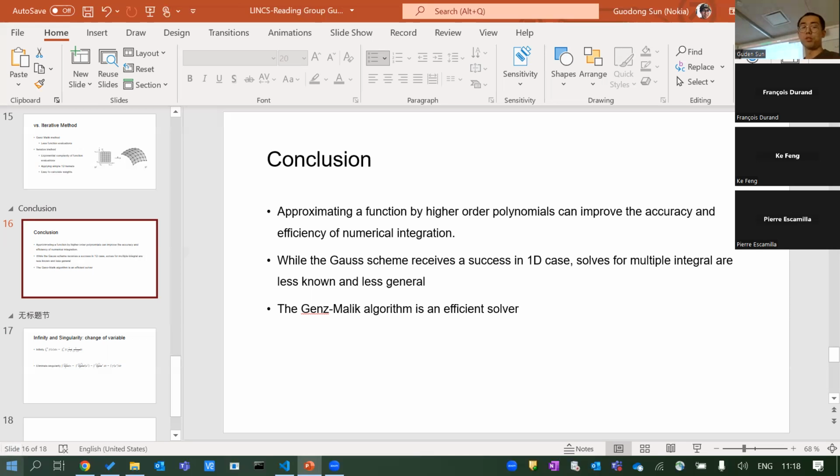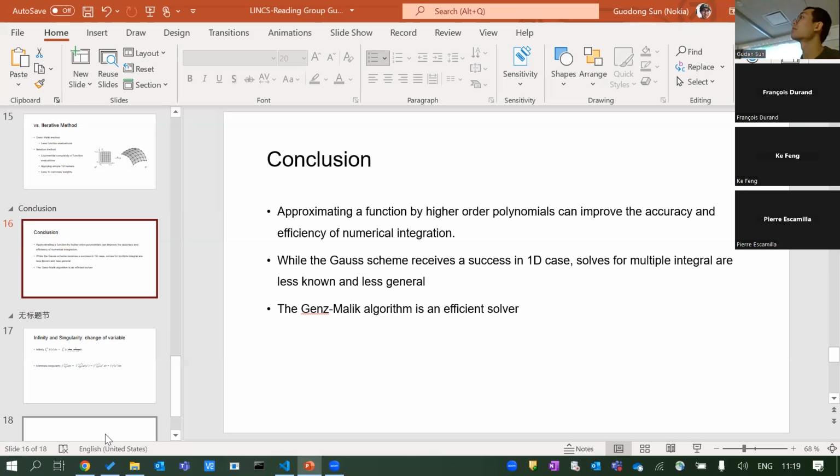Yeah, I didn't do experiments by myself, but I read in the literature that this method is used up to 10 dimensions. When it's beyond 10 dimensions, it may not be efficient to use this Genz-Malik method. I see. So really, Monte Carlo is for very high dimension, and this is for up to reasonable dimension. Yes.